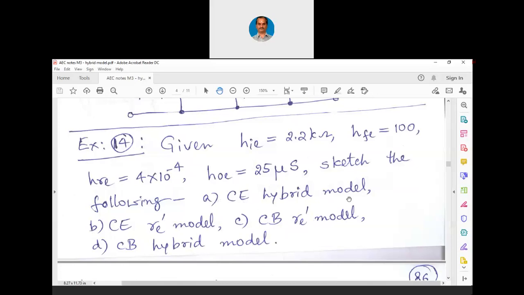Common emitter hybrid model is obvious now. We have HIE 2.2 kilo ohms. At the output we have HFE into IB, and at the input we have HRE into VCE, and at the output we have 1 over HOE. So you don't have to write the common emitter hybrid model. That is obvious. That diagram I will show you later on. But I want you to solve for the CE RE dash model now. Using the given data, tell me the value of RE.